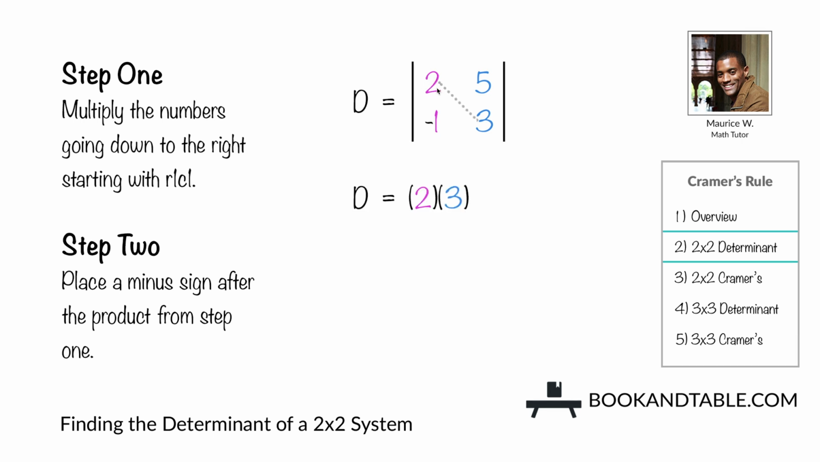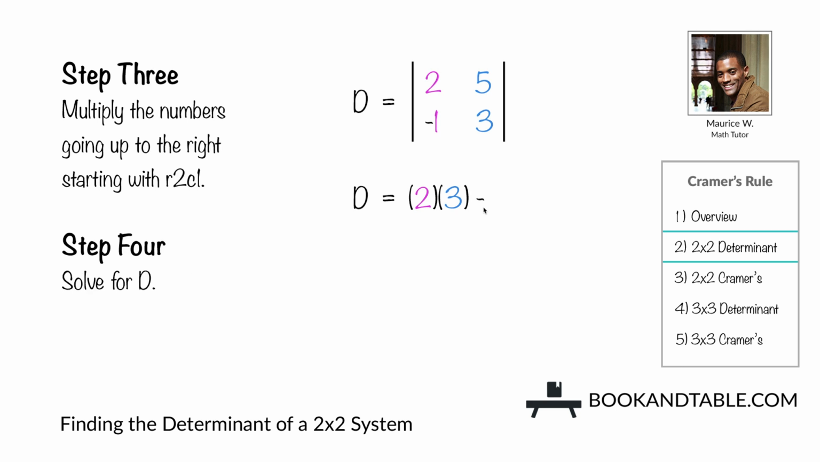And we want to multiply the numbers 2 and 3, since we're going down to the right. So we have 2 times 3. And then the second step is to place a minus sign after the product from step 1. So we have 2 times 3 minus.